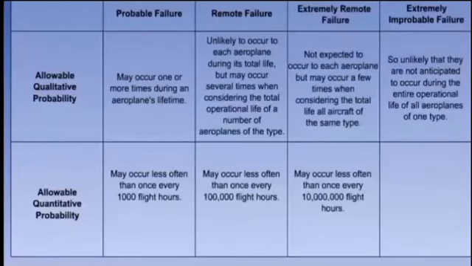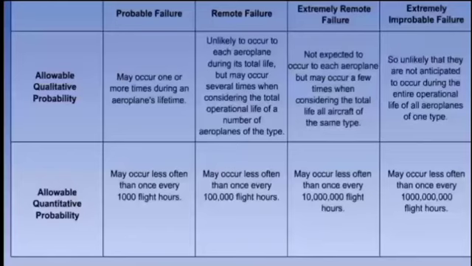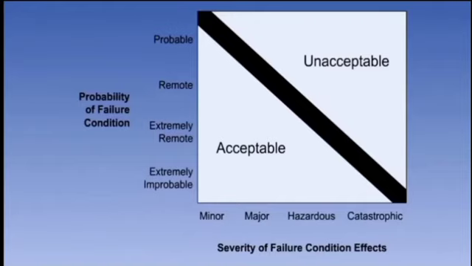To study in a more detailed way the structural failure conditions, the simple rule is that the more severe the outcome of failure is, the less likely must be the possibility of it happening. As you can see from the chart, a catastrophic failure condition must be extremely improbable, whereas a minor failure condition may be probable. We will spend a moment studying this chart. It shows a dramatic view of the required failure probability and the severity of the failure condition.